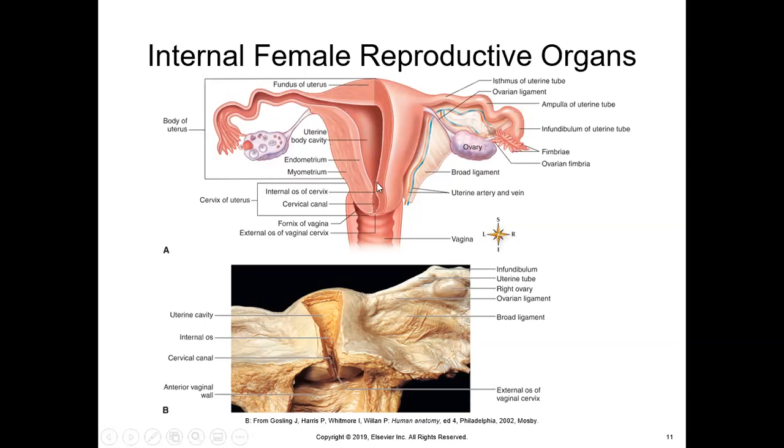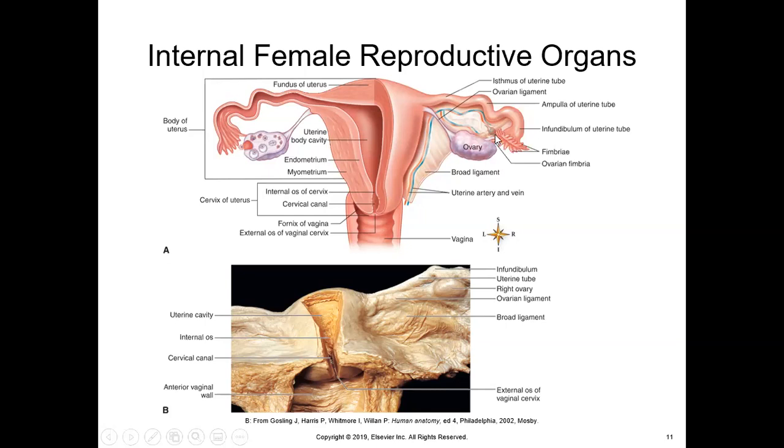And then here's the cervical canal with the cervix. This whole thing is the cervix, the cervical canal, and then it leads to the vagina. So you can see it on this side, and it's not cut open.